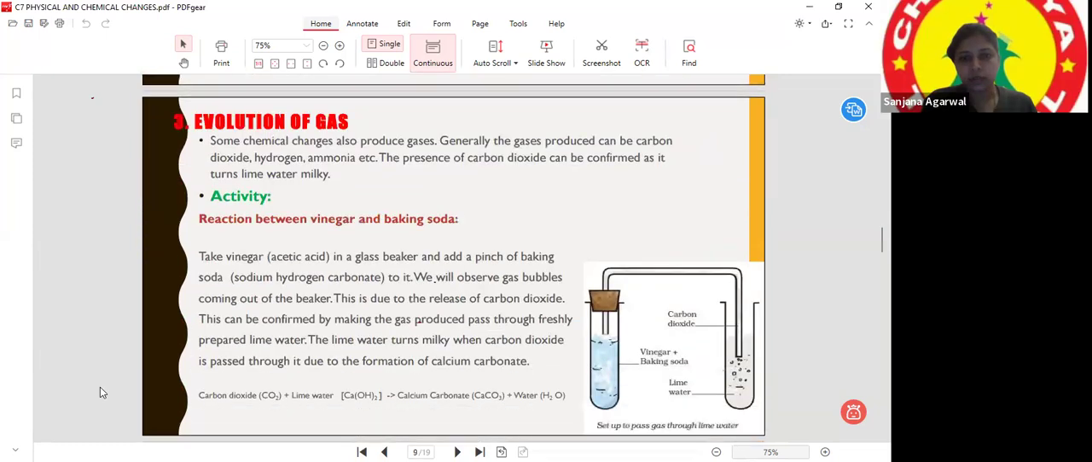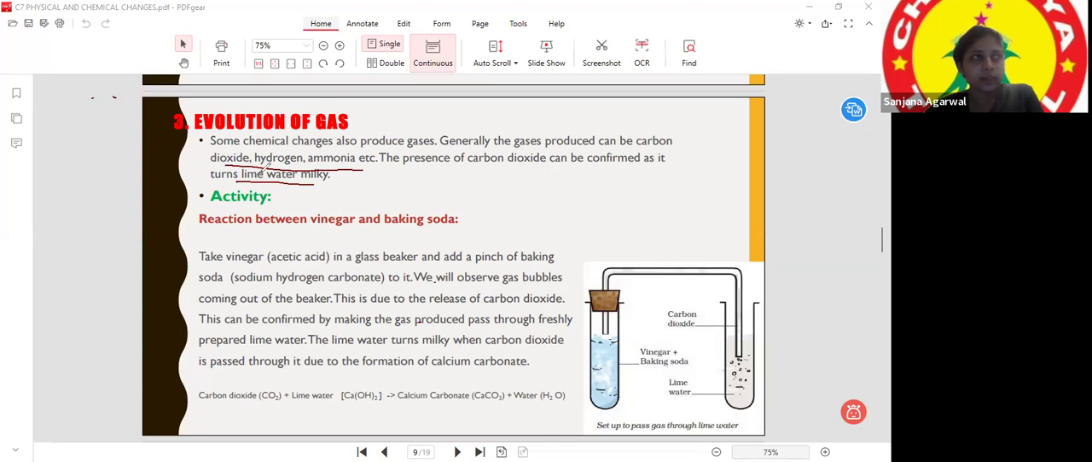Evolution of gas. So some chemical changes also produce gases. Generally, the gases produced can be carbon dioxide, hydrogen, ammonia, etc. And the presence of carbon dioxide can be confirmed as it turns lime water milky. Means, how can we check?